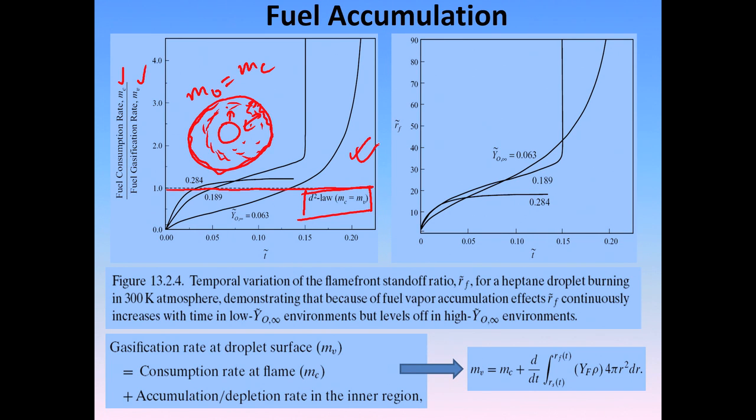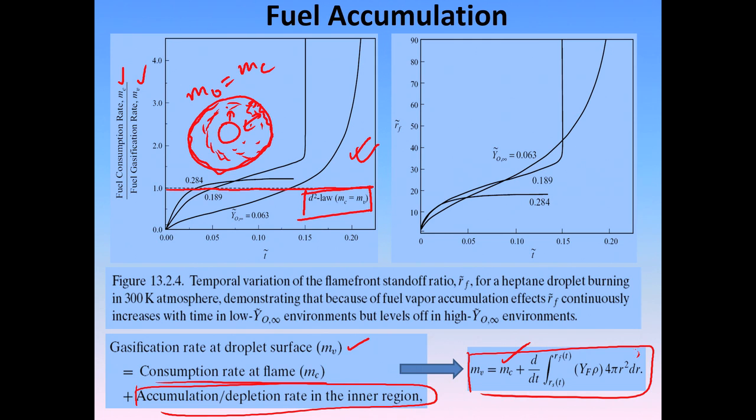Let us look at this plot only, the left hand side. So, the gasification rate at the droplet surface is therefore given as a linear sum of the consumption at the flame front, which is basically mc, and the accumulation and depletion rate at the inner region. If you have to put it in this particular form, it is basically mc plus this particular term, where Rs and Rf designate the droplet surface and the flame standoff distance. So, this is the droplet, this is your Rs and this is your Rf.